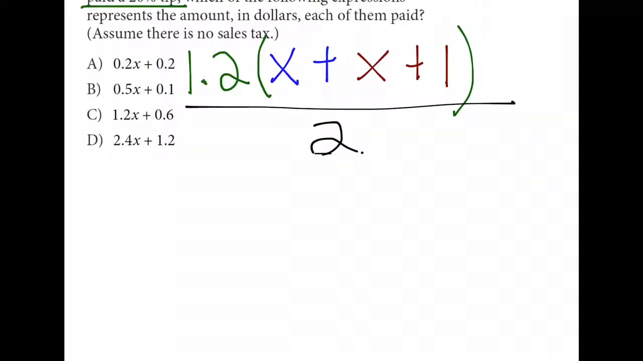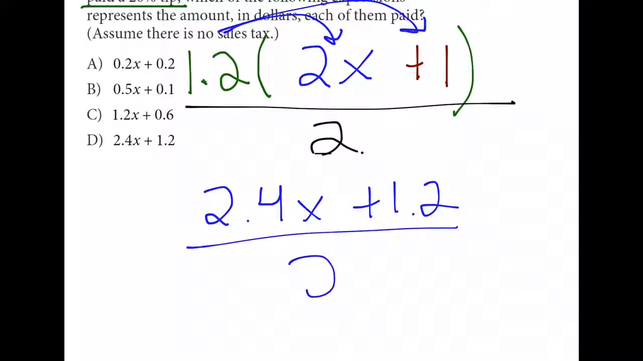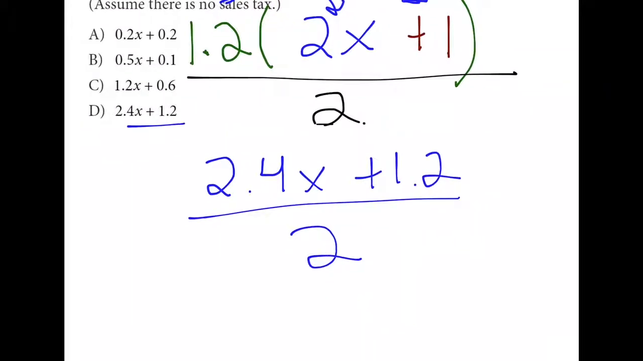So the first thing I can do is combine like terms, and this x plus x can be replaced with simply a 2x. Then I'm going to distribute the 1.2, and I get 2.4x plus 1.2 divided by 2. Notice choice D is meant to trick you if you forgot to split the total. So we divide each of these separately by 2, and 2.4x becomes 1.2x, and 1.2 becomes 0.6. Choice C.